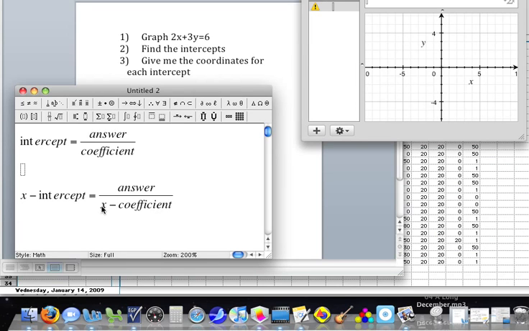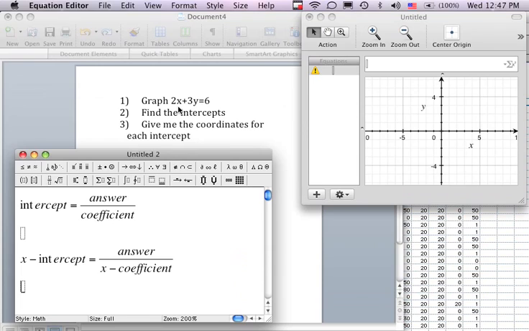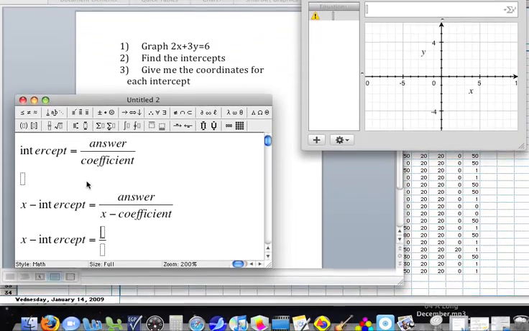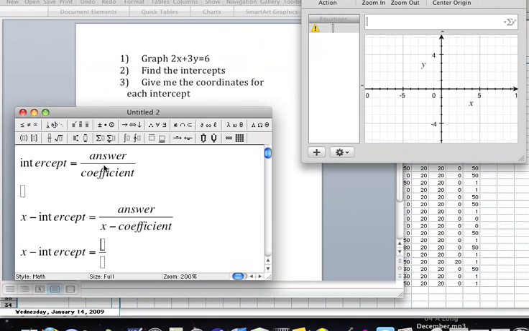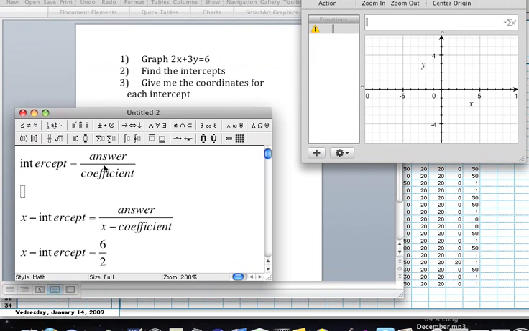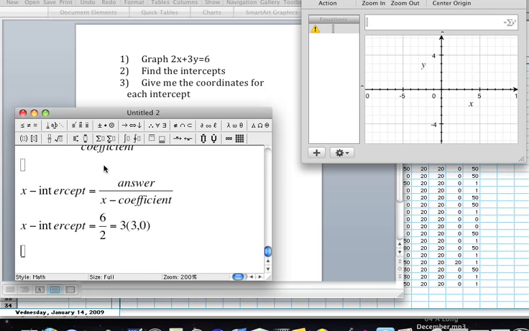Well, if you look, the problem says 2x plus 3y equals 6. So, my x-intercept will be equal to my answer, which is 6, and my x coefficient is 2. And 6 divided by 2 is just 3. Now, that's when the x-intercept equals 3. If x equals 3, then y must equal 0. Don't forget that.